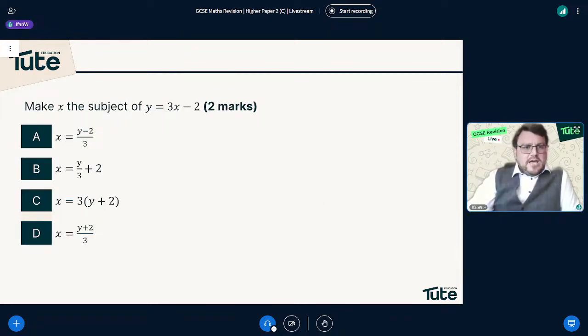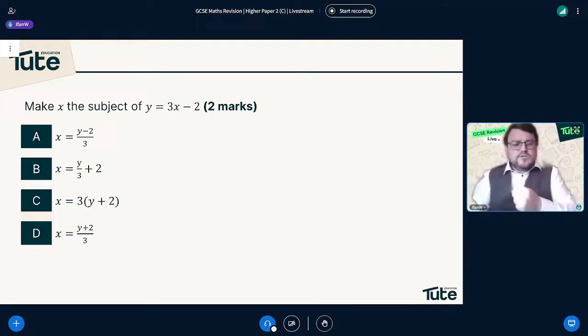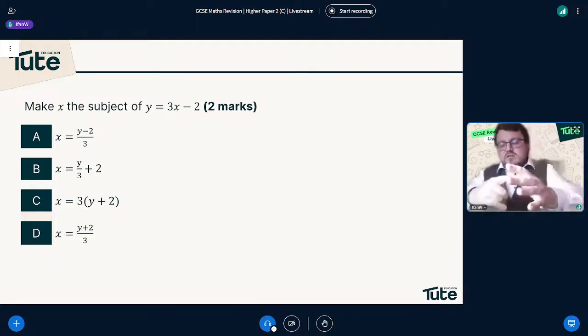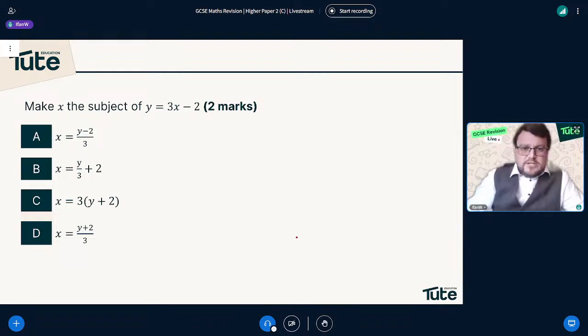Right then. Make x the subject of y is equal to 3x, take away 2, worth 2 marks. Pause it. And we'll go. We've seen how to move things from one side of the equation to the other, whether you're using the balancing mode or whether you're using the inverse mode. The same is true here. Remember, y, x, t, a, whatever the variable is, they are just numbers. So you are allowed to use the same rule with these as you would with numbers. And because I can do that, I can inverse these. And you have to remember BIDMAS.